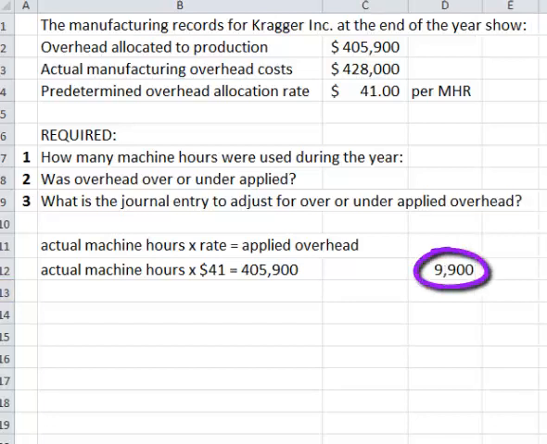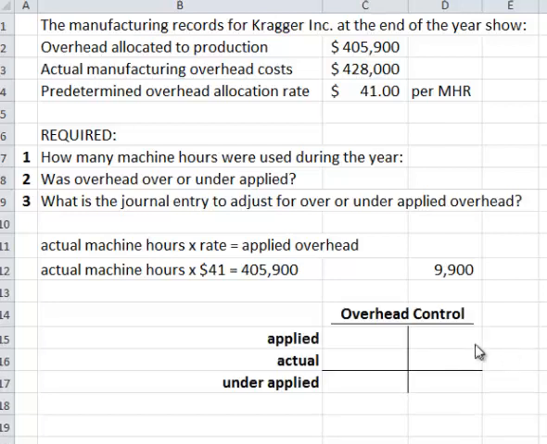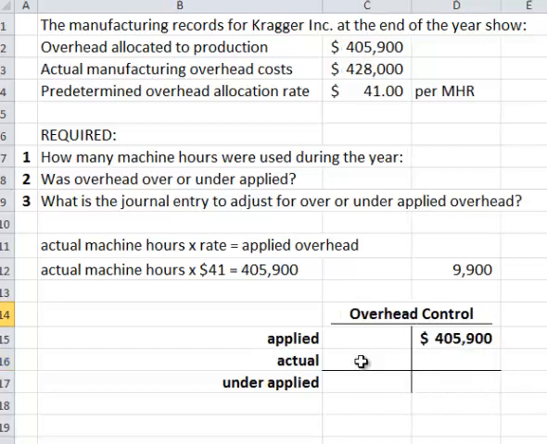The next thing they want to know is what's over or under applied overhead. So let's set up the T account here for overhead. Here's my T account, and we applied, they tell us how much we've applied, 405.90. They tell us the actual, and so we have under applied by the difference.